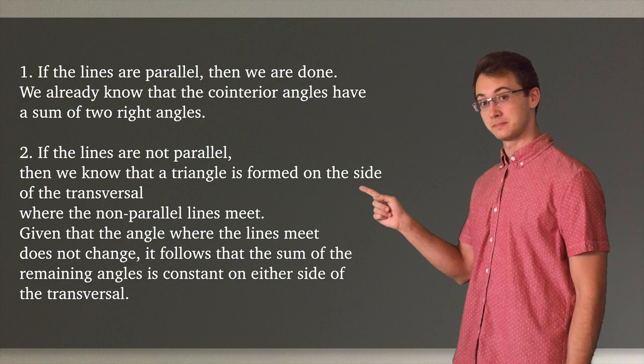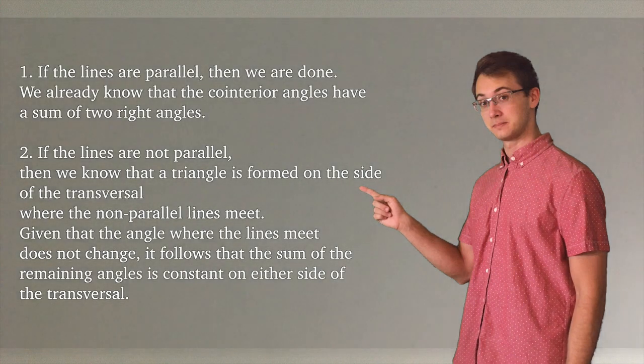If the lines are not parallel, then we know that a triangle is formed on the side of the transversal where the non-parallel lines meet. Given that the angle where the lines meet does not change, it follows that the sum of the remaining angles is constant on either side of the transversal. In this video, we will systematically derive the concept of number.